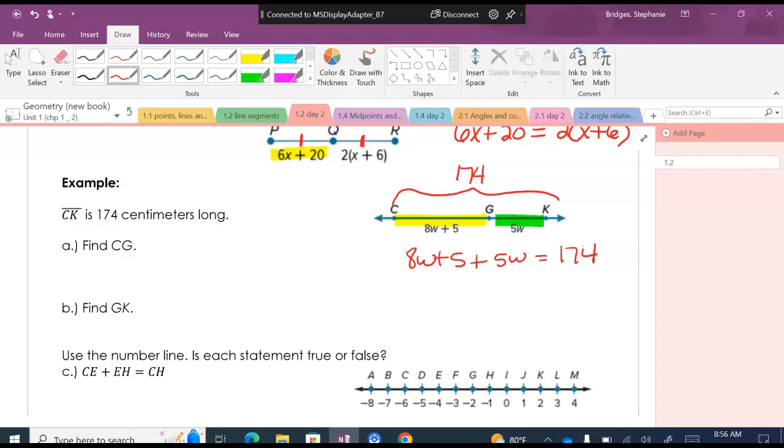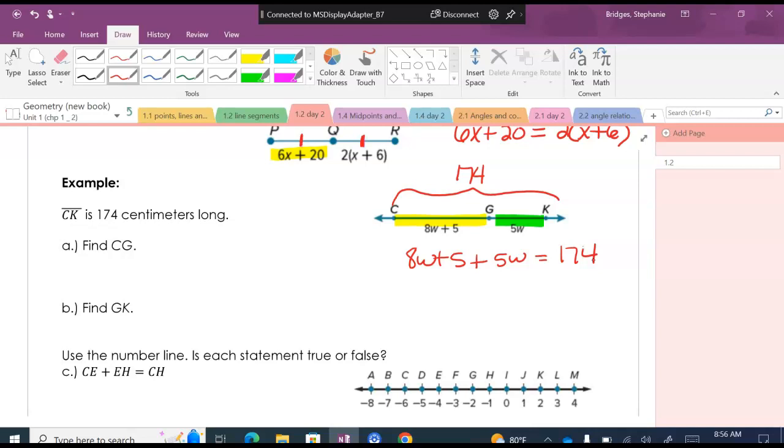They both have a W. So what I'm going to do is I'm going to combine them first. What is 8 plus 5? 13. So that's going to give me 13W. Then I just bring down that plus 5. And that is equal to 174.